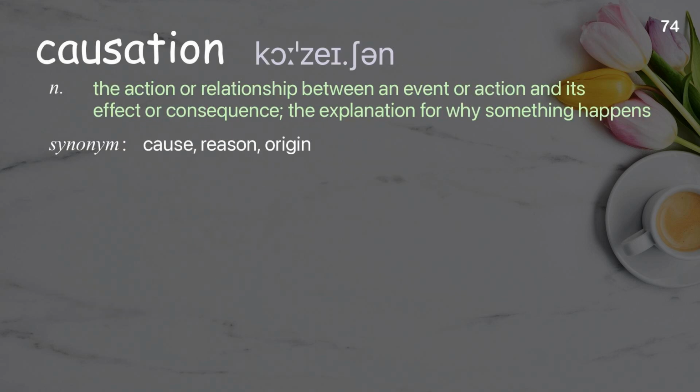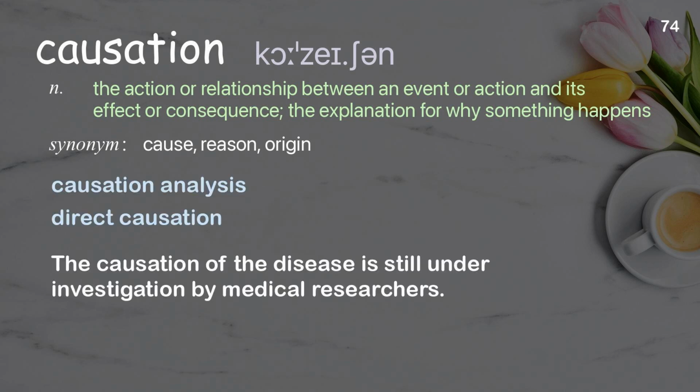Causation. The action or relationship between an event or action and its effect or consequence, the explanation for why something happens. Examples: Causation analysis. Direct causation. The causation of the disease is still under investigation by medical researchers.